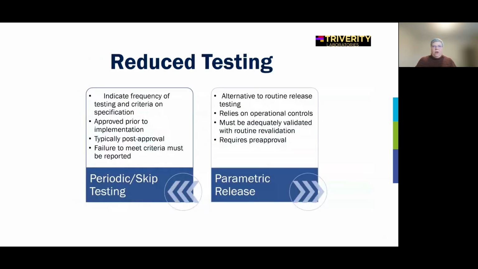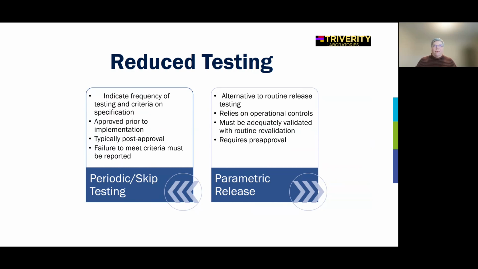Reduced testing. So reduced testing, there's a couple of them. One is periodic and skip testing, and this is in the ICH Q6A, so you can refer to it there. But periodic or skip testing, and then parametric release. So periodic or skip testing is when you don't test every single lot for this one parameter. This is used a lot in raw material testing. We would test the first 3 lots, kind of qualify that raw material with that supplier's material, and then only have to test 1 lot annually.